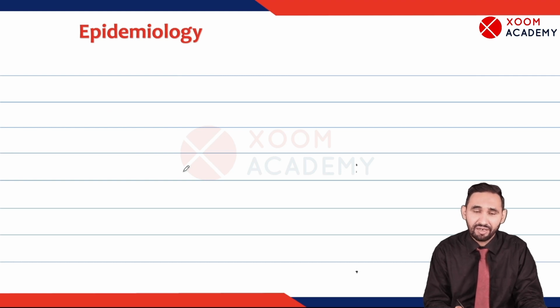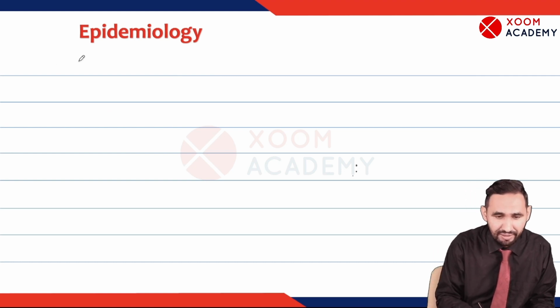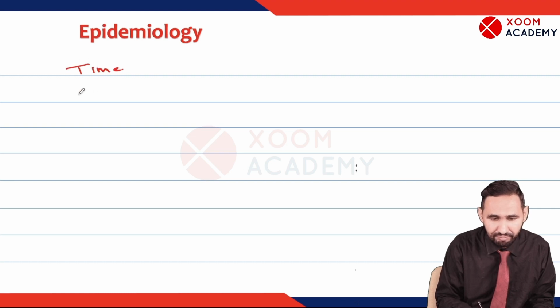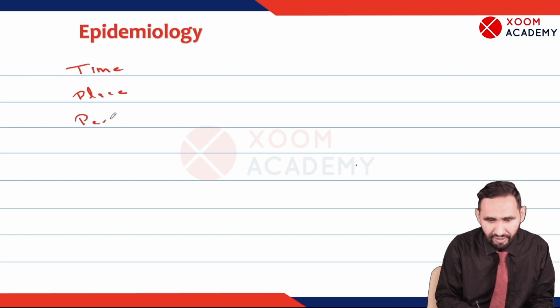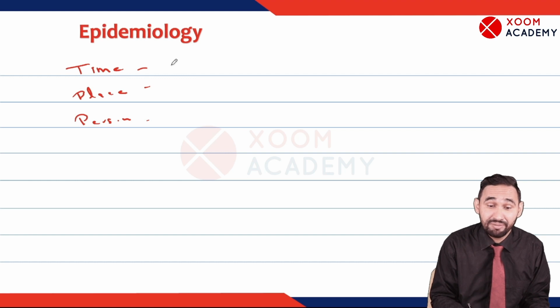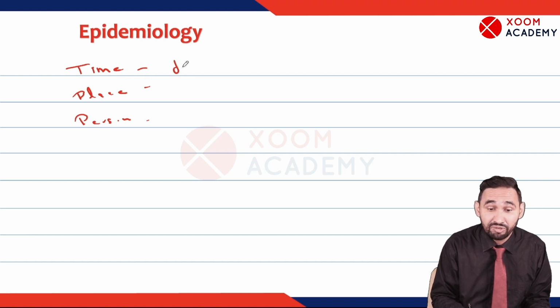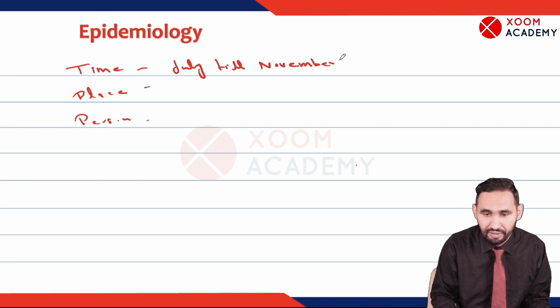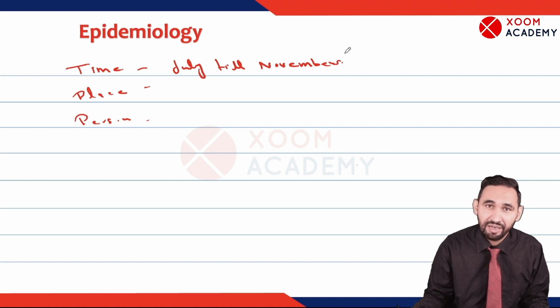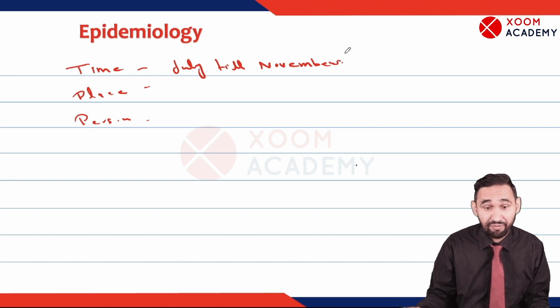So let's start with epidemiology. Typhoid fever: time, place, person. When it is occurring, where it is occurring, and who is getting the disease. Time: it is more common from July till November in Pakistan. Cases of typhoid are predominant. It is endemic in Pakistan, but there are epidemics of typhoid also.